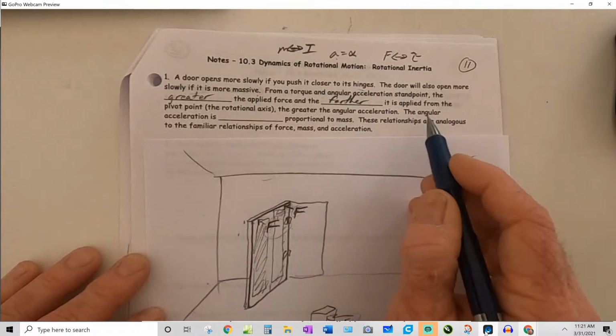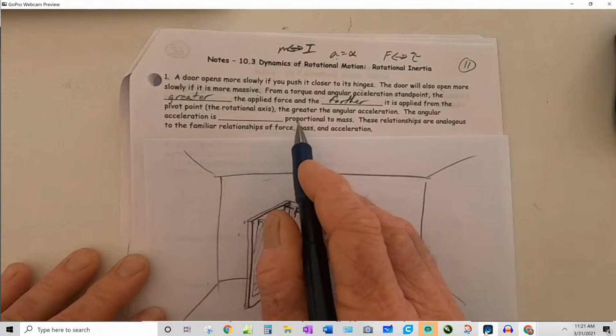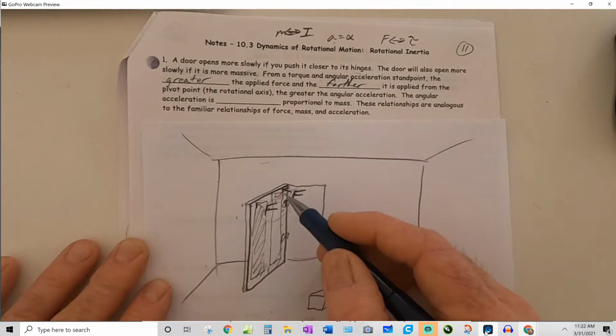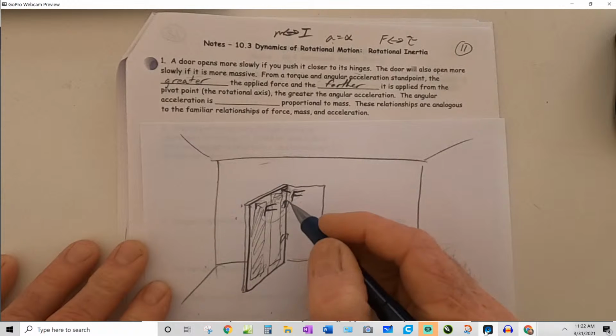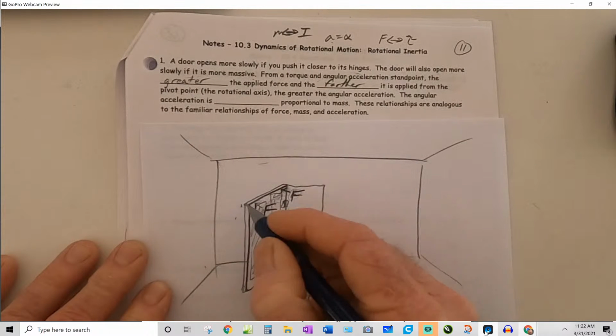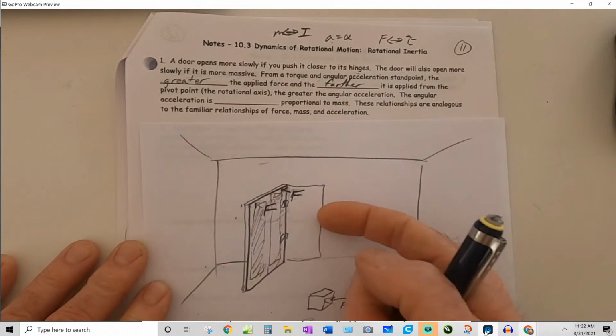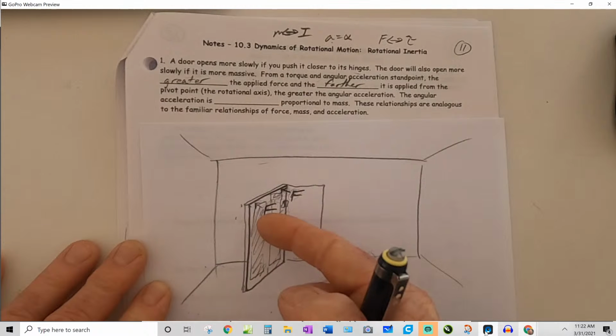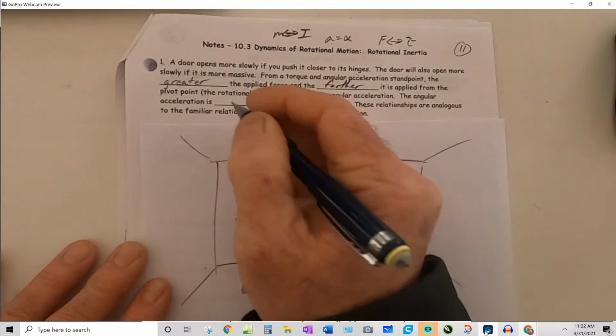The angular acceleration is inversely proportional to mass. So to figure that one out, if we think about how fast this door is going to accelerate, will I be able to accelerate it open more if it has a big mass or a small mass? And the answer is a lower mass gives me bigger acceleration. So it's inversely.